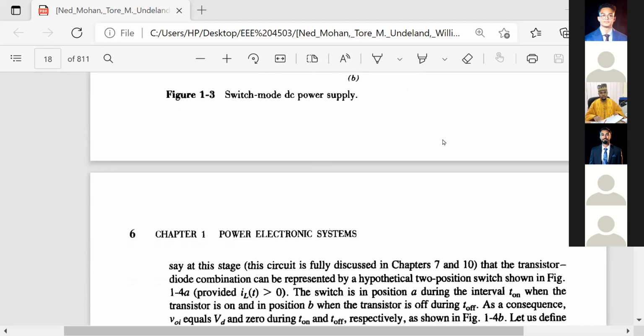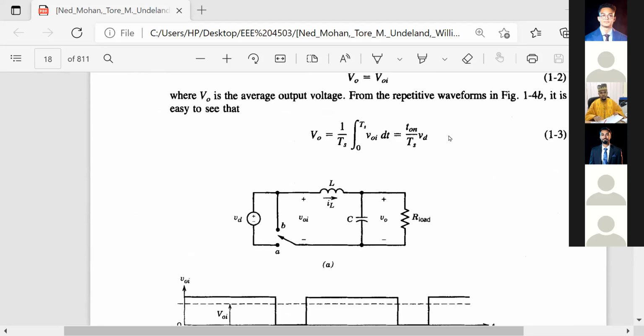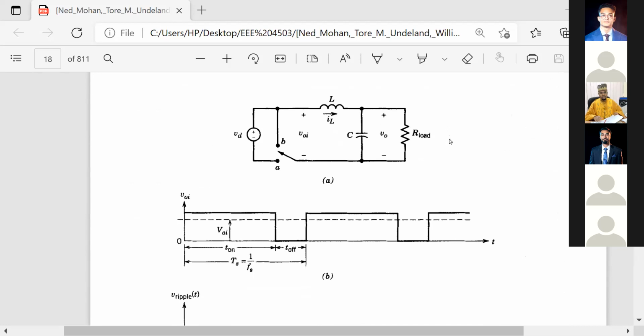Probably if you read and understand it, it has been given here, on and off in the same figure, and finally you will get the voltage here. Can you see that V0I? V0I is the voltage from here that is applied to your filter. When the switch is on, the output voltage will simply be your VD. And when it is off, you will not get any voltage, because V0I will be shorted. So this is like a chop of things.